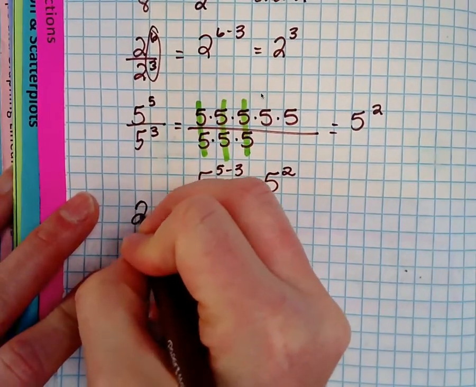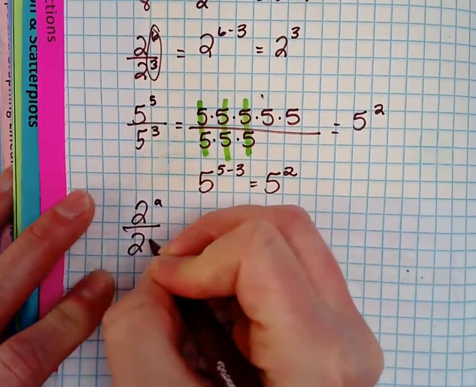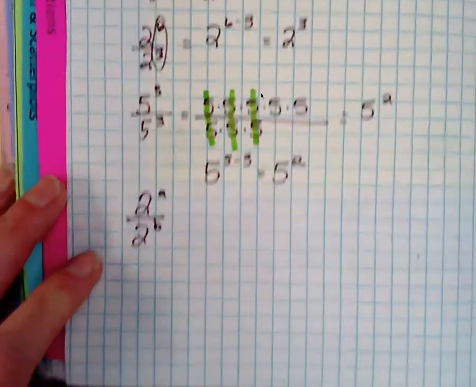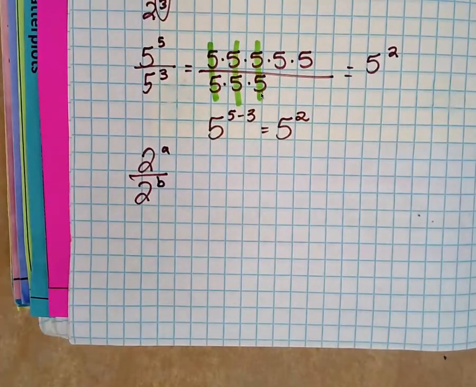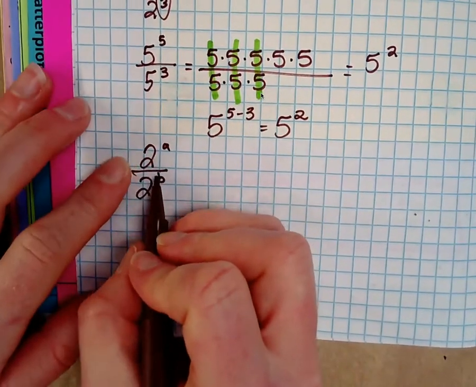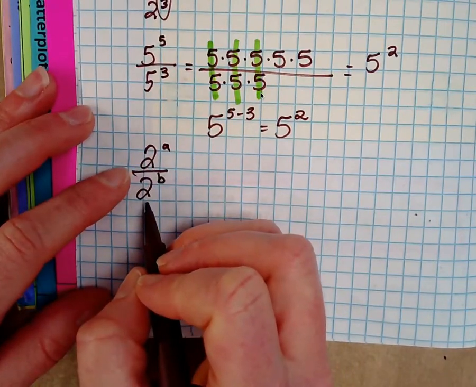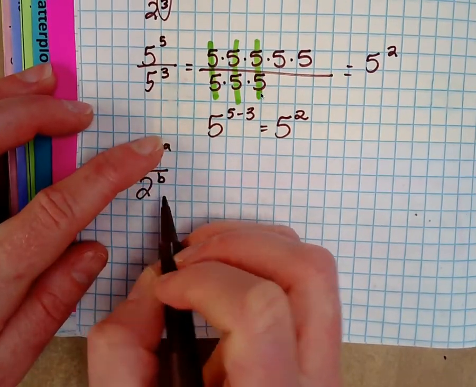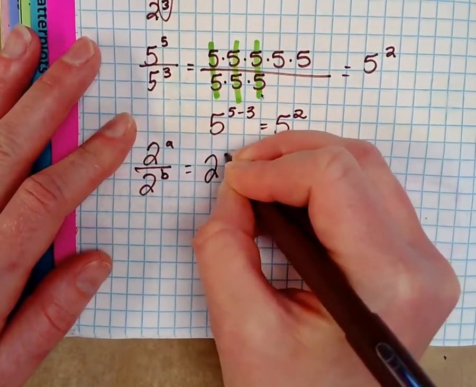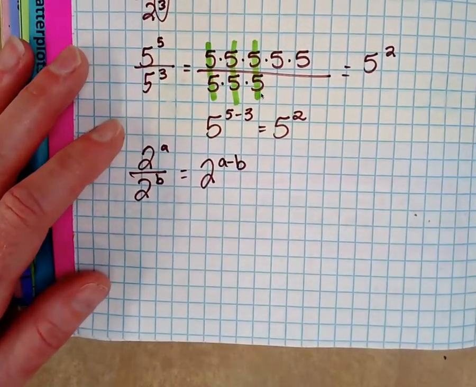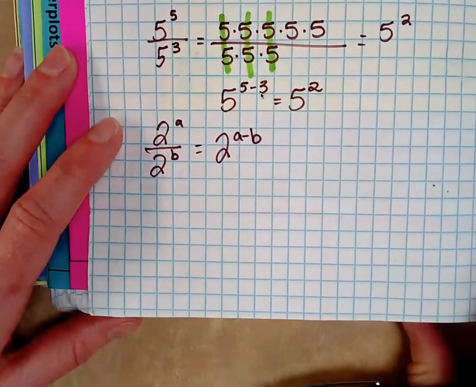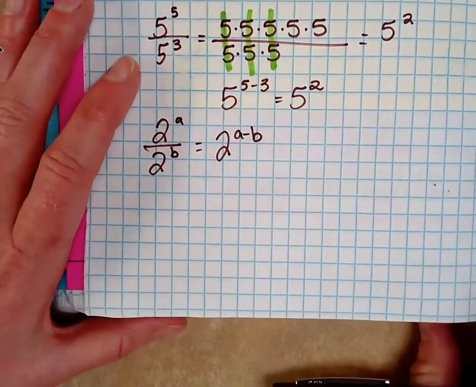All right, let's do 2 to the A over 2 to the B. We can't expand it out. They have to have the same base, like bases. So if these both have 2's, the exponents we can just subtract from each other. So this would be 2 to the A minus B. They have to be like bases in order to do this.